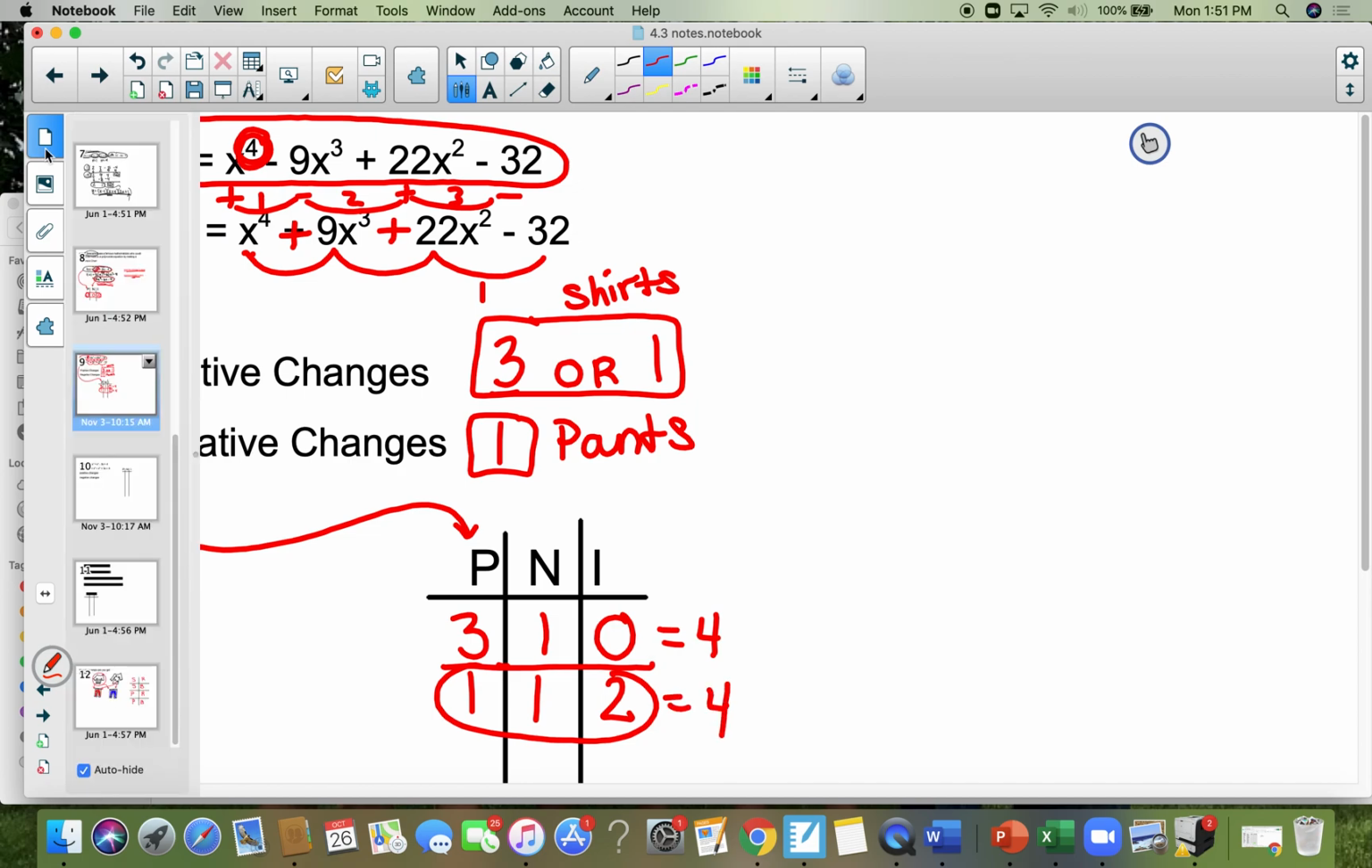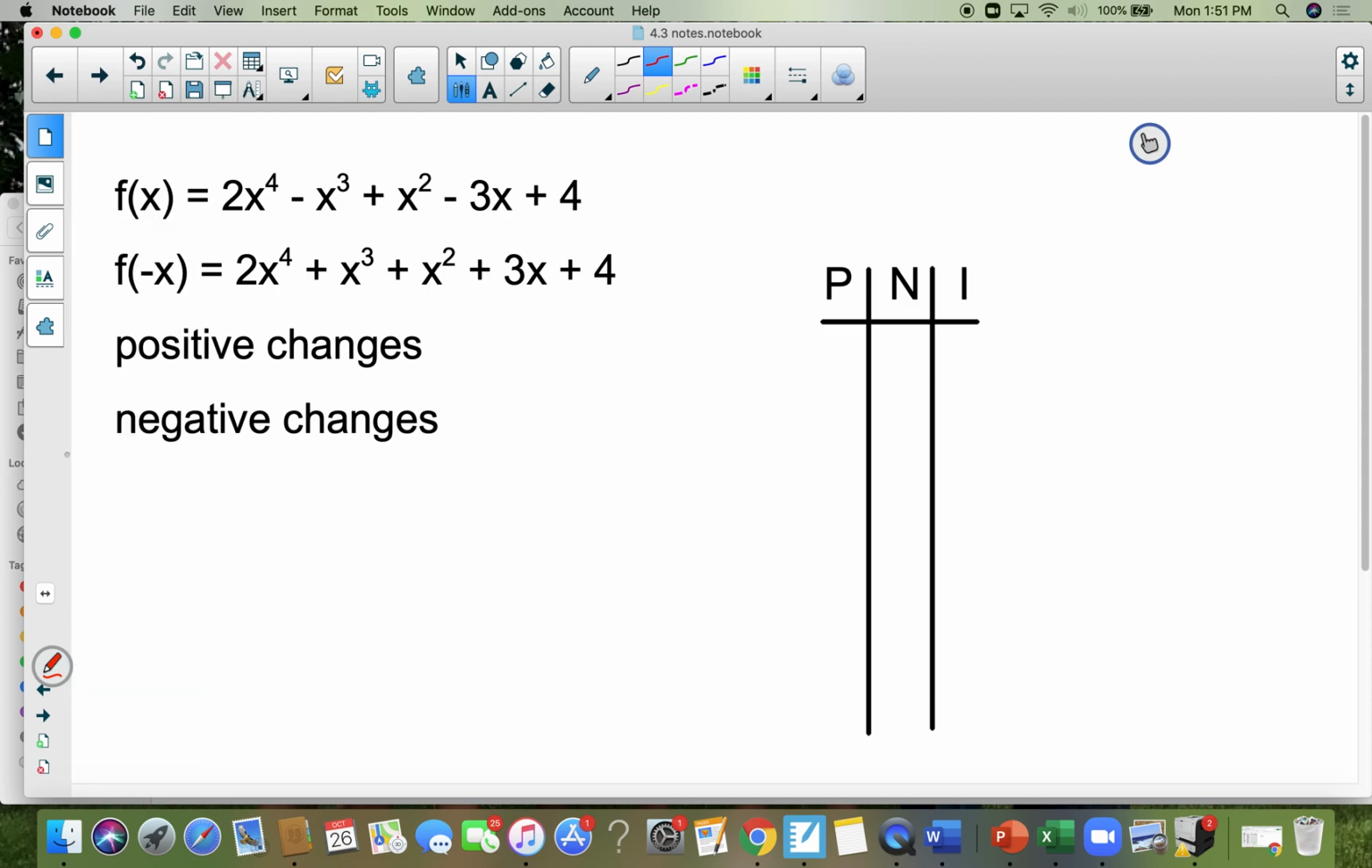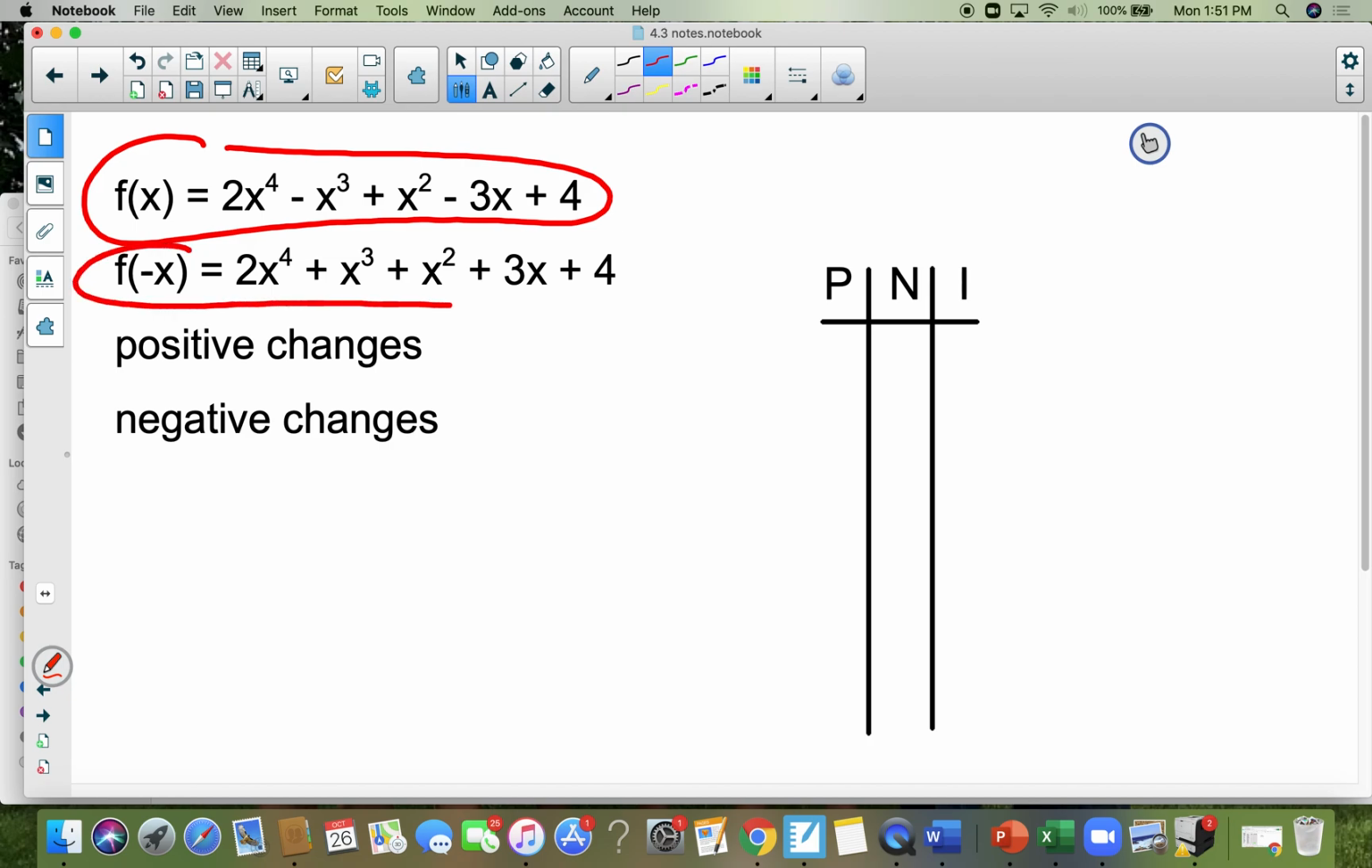Okay, let's do another one. We have 2 more. Hopefully you'll catch on. This is f of x. And this is what happens when you plug a negative x in for all the x's. When you plug a negative x in here, it stays positive. It goes from a negative to a positive. It stays positive, positive. It goes from a negative to a positive, and a positive to a positive.